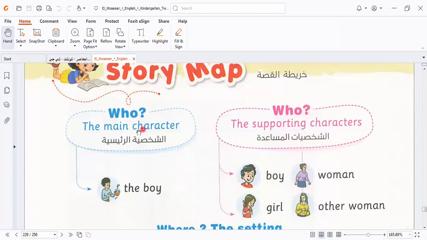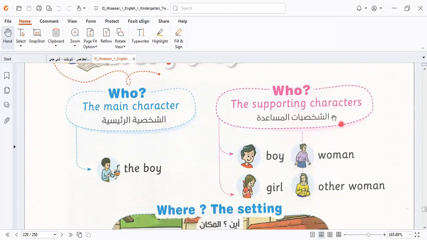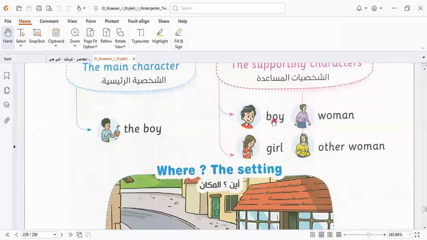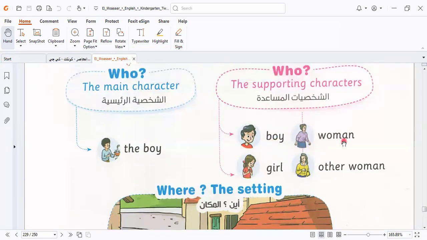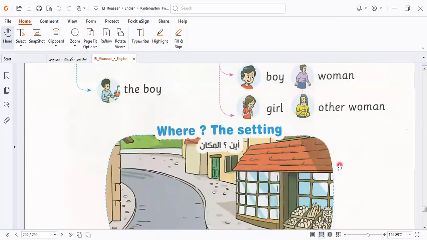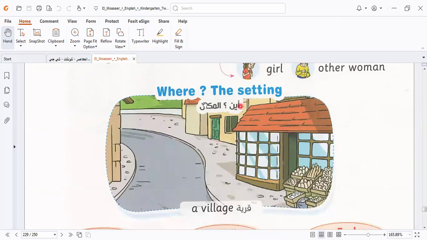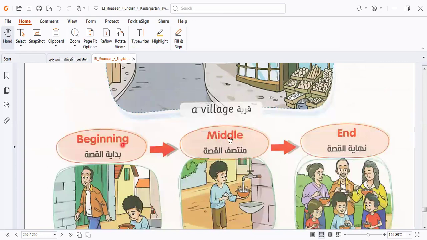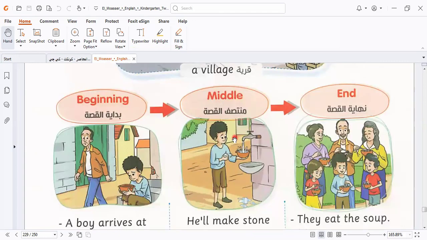When we go to a story, we have parts of the story. Who are the main characters? This is the main character, the major character in this story. Supporting characters are the characters that come after the main character. Here we have a boy, a woman, a girl, and another woman. We also have the setting, or the place, a village. The story consists of a beginning, middle, and end. This is the story component.